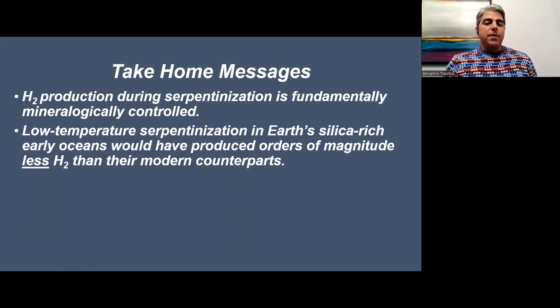So this low temperature serpentinization in these silica-rich oceans would have produced orders of magnitude, so about 2.5 orders of magnitude less hydrogen than their modern counterparts. That has important implications for the potential origin of life in ancient hydrothermal vents, as well as the ability of hydrogen to warm the early Earth.